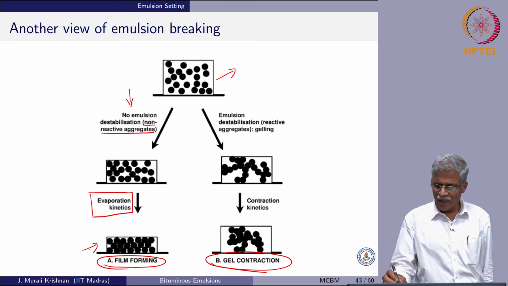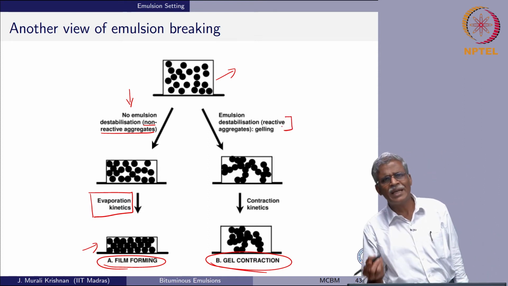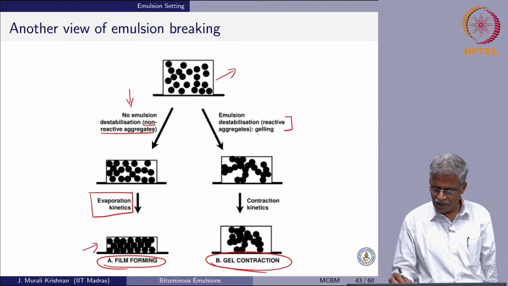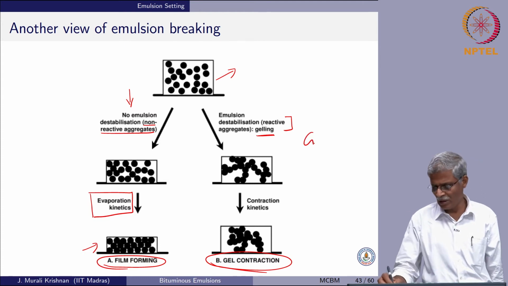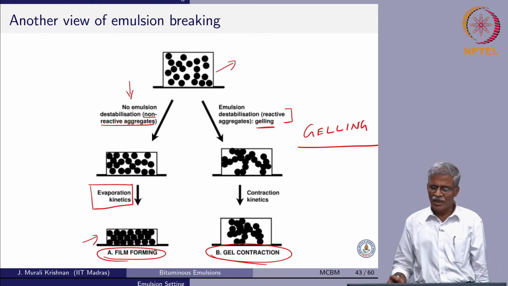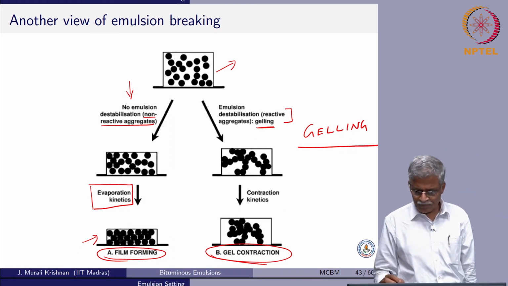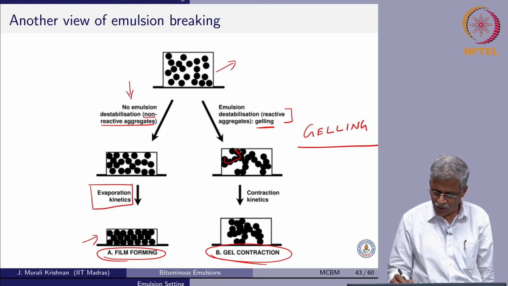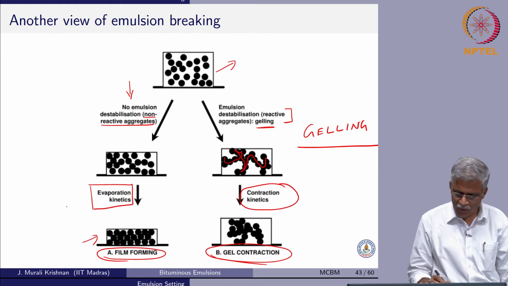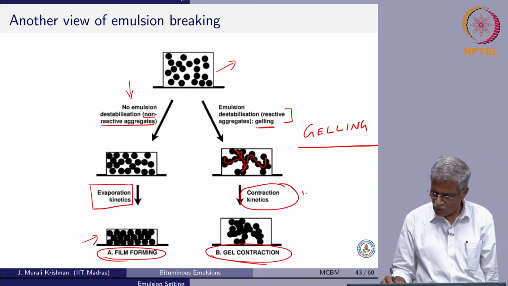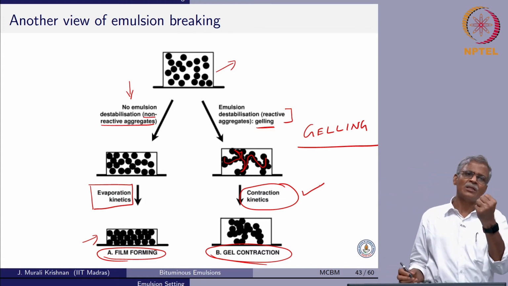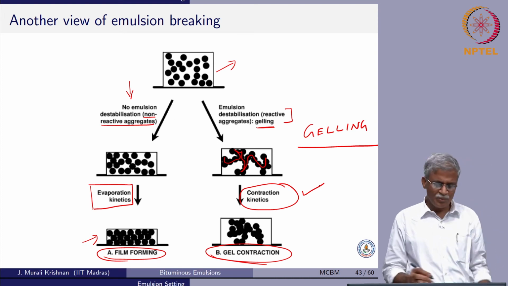Another is when you have a reactive aggregate. When it becomes the reactive aggregate, what immediately happens? These emulsion droplets that you see here start gelling. I think this is the most important word. Gelling happens, and when gelling happens, you can actually see how these droplets behave. If you had evaporation kinetics, you are now going to have what is called the contraction kinetics, and then slowly the gel starts contracting. So, this is the view of it.